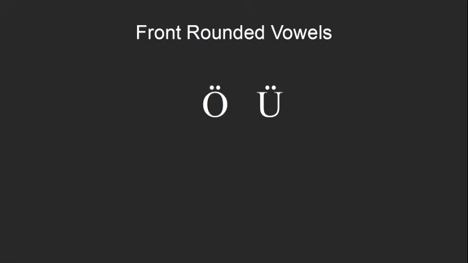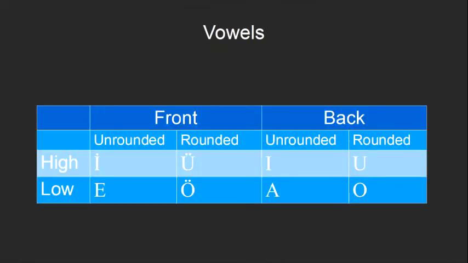Finally, there are the two front rounded vowels, written O umlaut and U umlaut. These sounds are pronounced by placing your tongue as if to say or e, respectively, but with lips rounded as if saying oo. They should sound something like ö and ü. The 8 vowels of Turkish fit neatly into a little table like this. We'll come back to this table a bit later in the video.